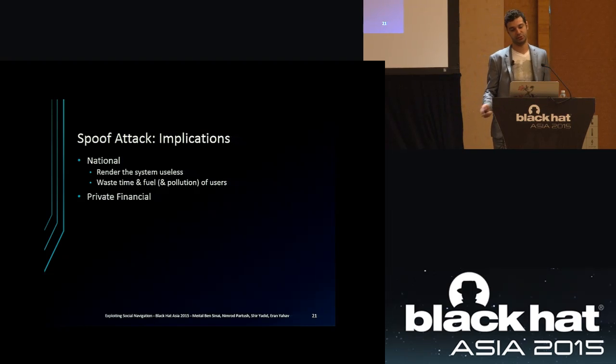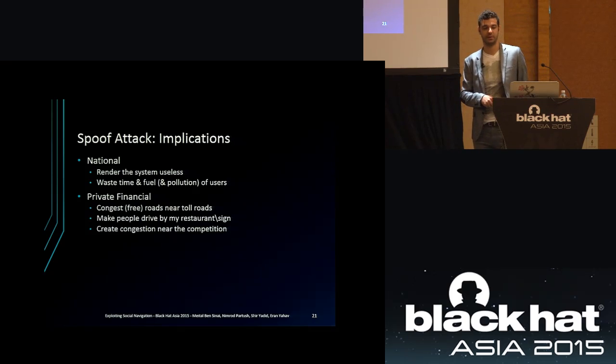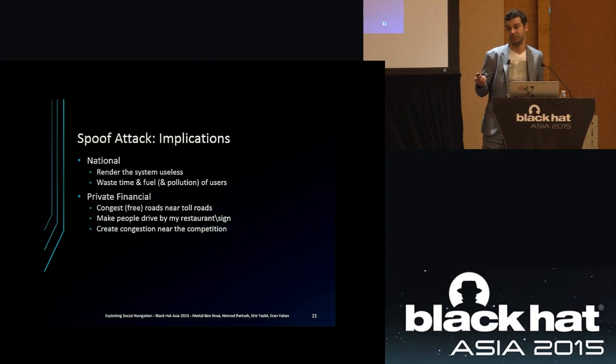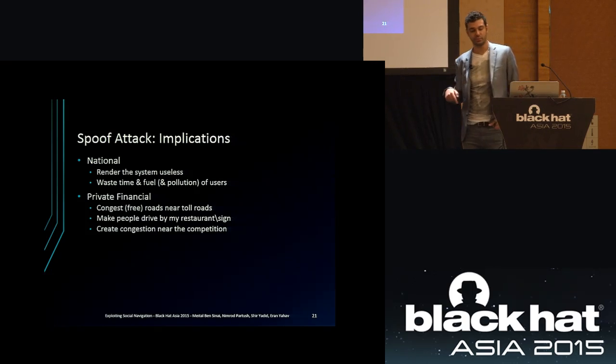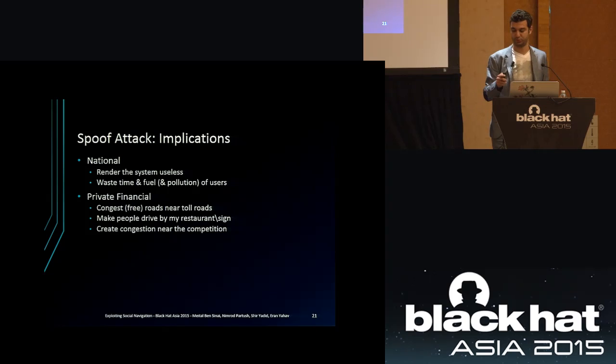Now, in the financial sense of it, well, you can do all sorts of stuff, right? You can congest free roads in case you're an owner of a toll road. You can make everyone go through your road. You can make people drive by your restaurant or your sign or your business, or you can just create congestion near the competition. Or just people that you don't like.